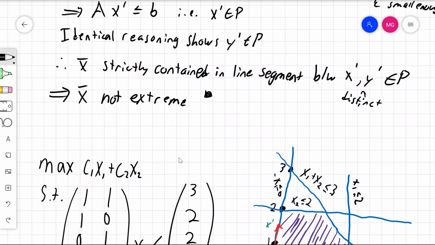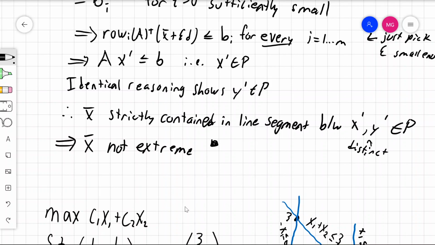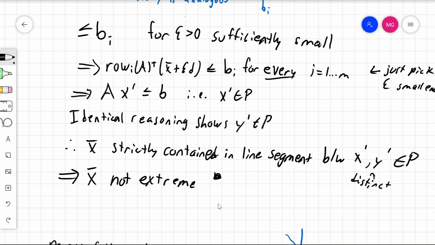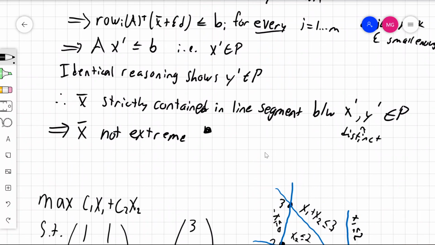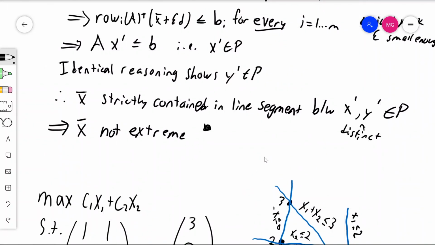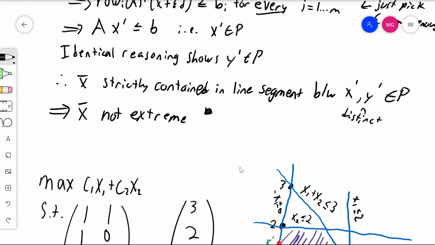So that's why if the rank is strictly less than n, then you have some null space vector d that you can use, and you can travel in that direction. You can perturb x bar in the direction of plus and minus d, and if you perturb it small enough in that direction, the point x bar can be realized as the midpoint for that line segment, and that line segment will be entirely contained in the polyhedron.